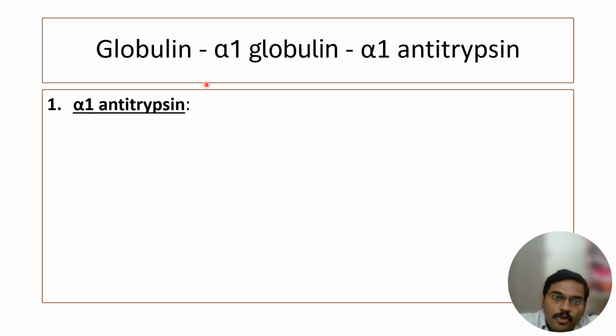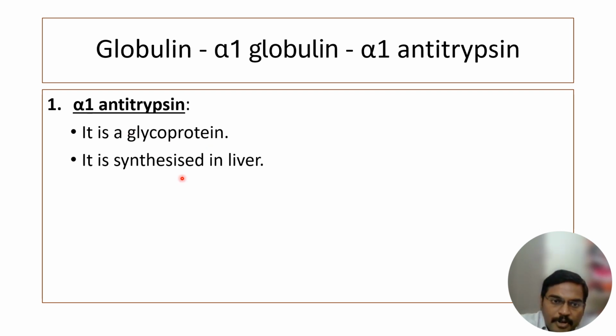So whenever you write about any protein which comes under globulin, that is alpha 1, alpha 2, beta, you can write down the first point: it is a glycoprotein, and it is produced from liver. It is synthesized from liver. So what is the function of alpha 1 antitrypsin, which comes under alpha globulin?